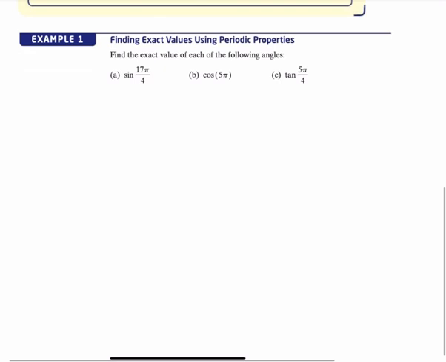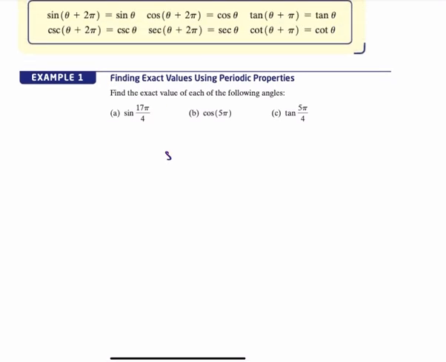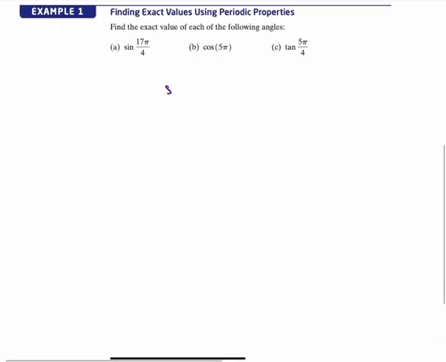So let's just look at using this property for a couple examples. So starting with example A, we're given the sine of 17 pi over 4. And so that's not one of our typical special angles from the unit circle that we can just look up and find the coordinate point. So if you notice that, I would ask, well, what angle is coterminal with 17 pi over 4?